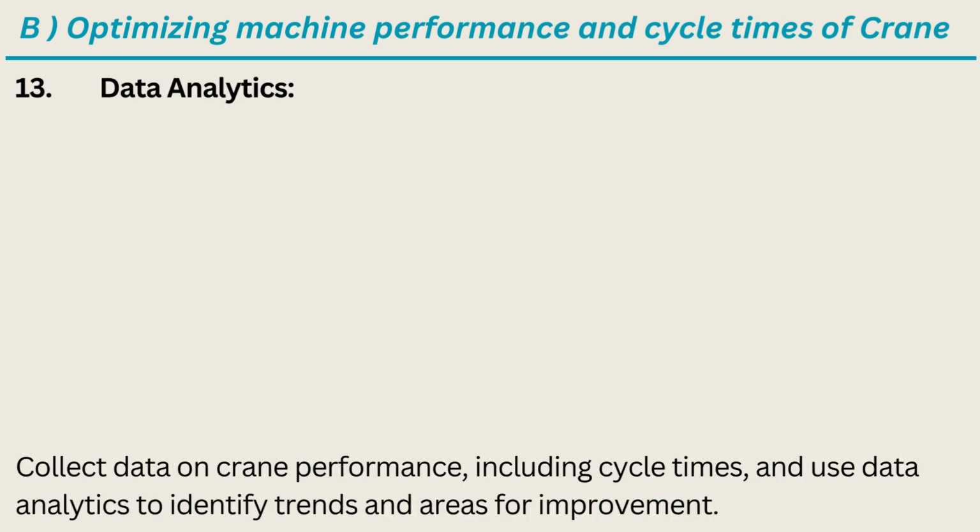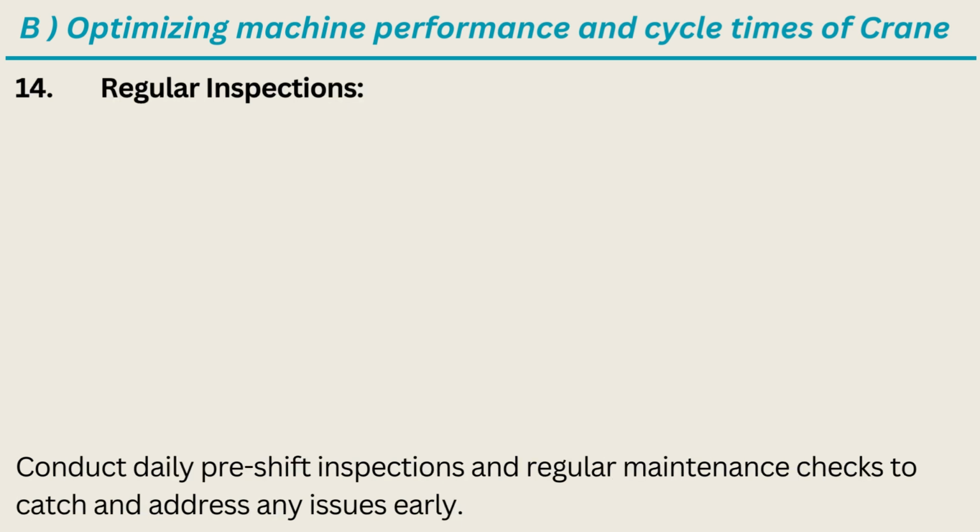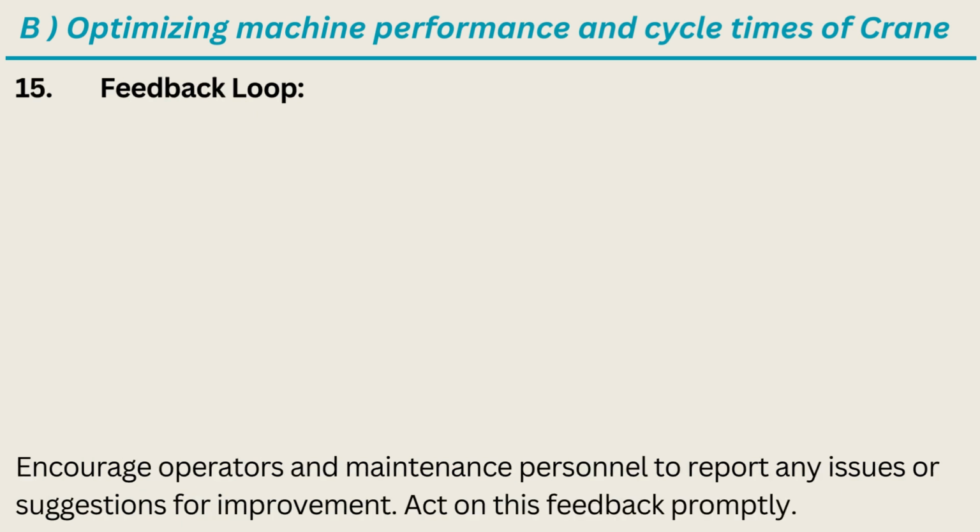13. Data analytics. Collect data on crane performance, including cycle times, and use data analytics to identify trends and areas for improvement. 14. Regular inspections. Conduct daily pre-shift inspections and regular maintenance checks to catch and address any issues early. 15. Feedback loop. Encourage operators and maintenance personnel to report any issues or suggestions for improvement. Act on this feedback promptly.